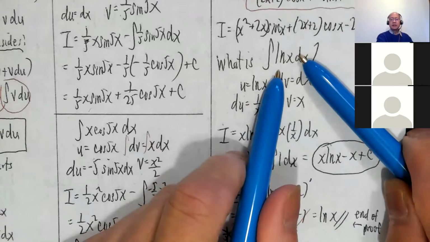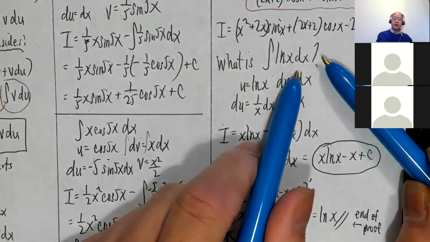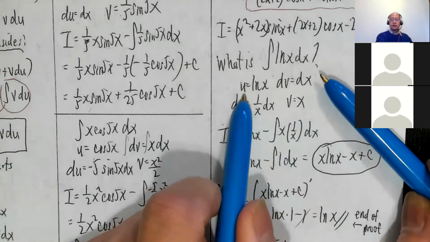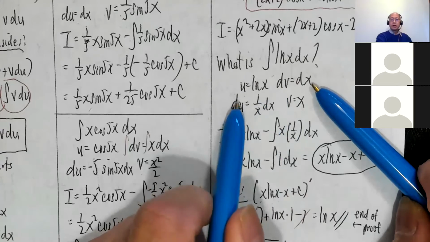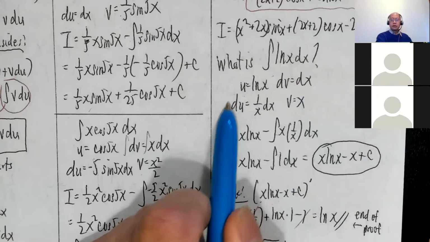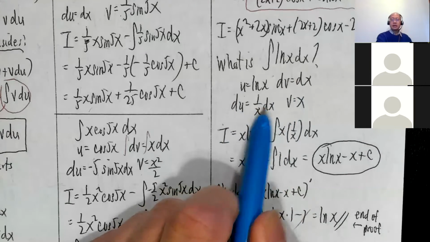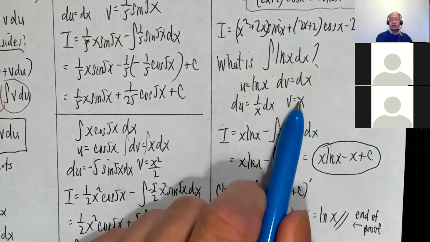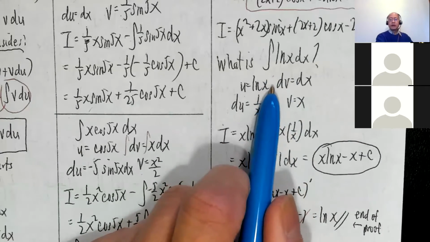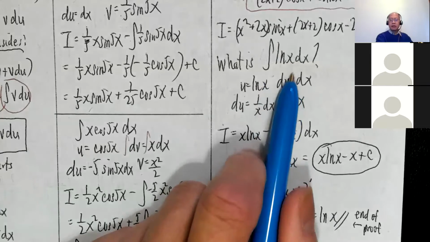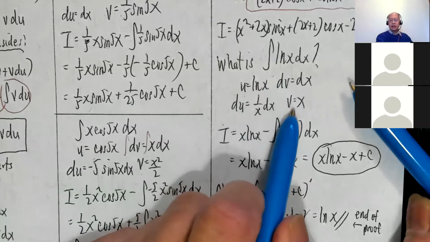Let u be ln x, and dv is the rest. Well, the rest is just dx. So u equals ln x, dv is dx. Differentiate, integrate. So du equals 1 over x dx, integrate, v equals x. Remember, you can pretend there's a 1 here. Integral of 1 dv, integral of 1 dx, you get v equals x.